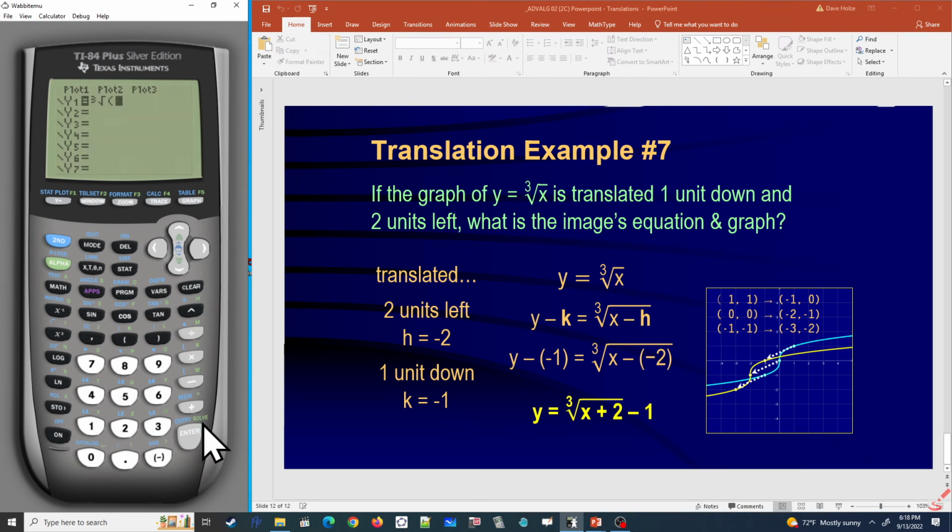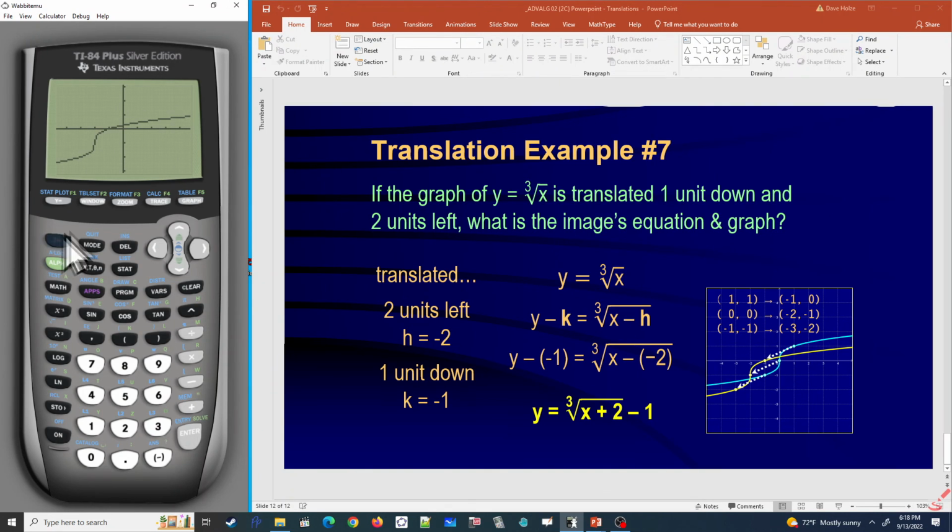to type in my equation. And so I'll type in x plus 2. I'll close my radicand, and then I'll go minus 1. For this one, it's going to work very well. I'm going to go ahead and hit zoom. I'm going to hit Z decimal. The key points that I'm looking for to verify that work is, remember, it may have been 1, 1 on the original graph, but I'm looking at the yellow graph here.